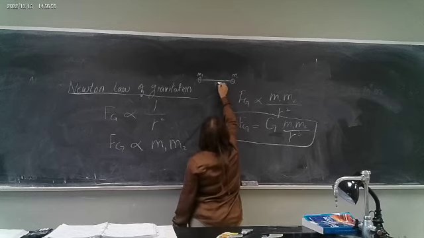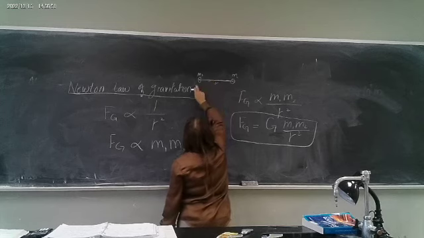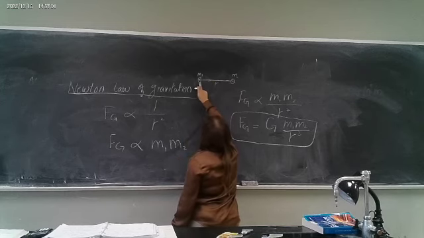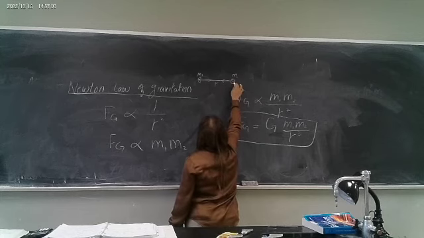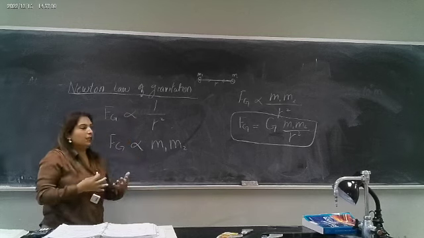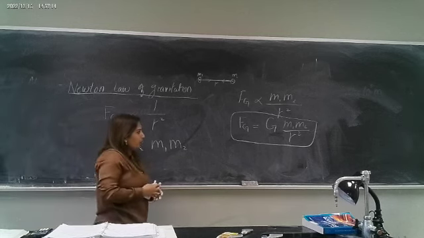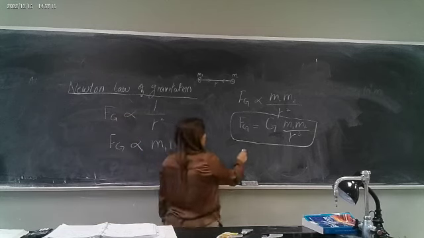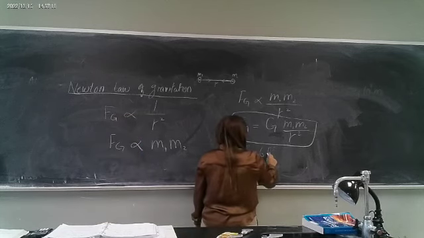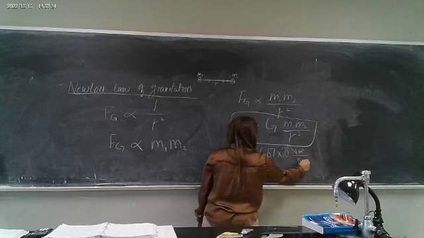If r is the distance between the centers of mass, then there would be a force of gravity by m1 on m2, and then there will be a force by m2 on m1. These two forces, according to Newton's third law, should be equal to each other and in opposite direction. The G value is equal to 6.67 times 10 to the negative 11 Newton meter squared per kilogram squared.